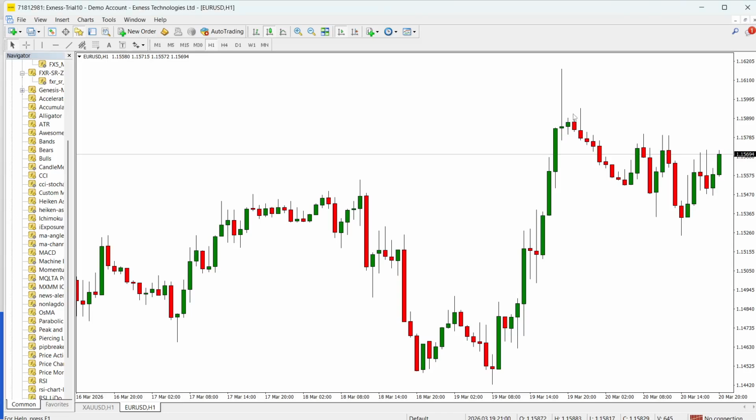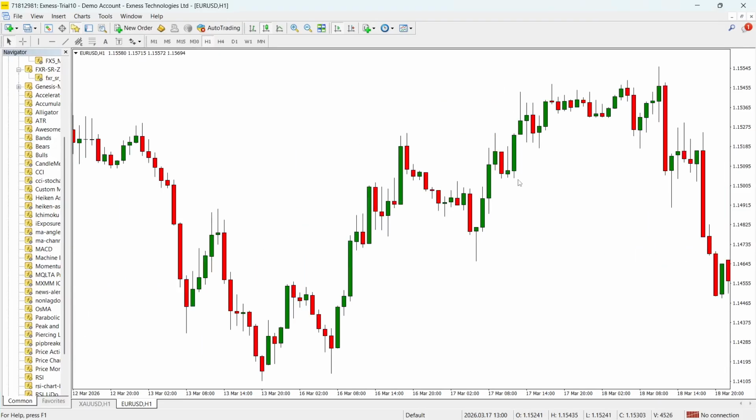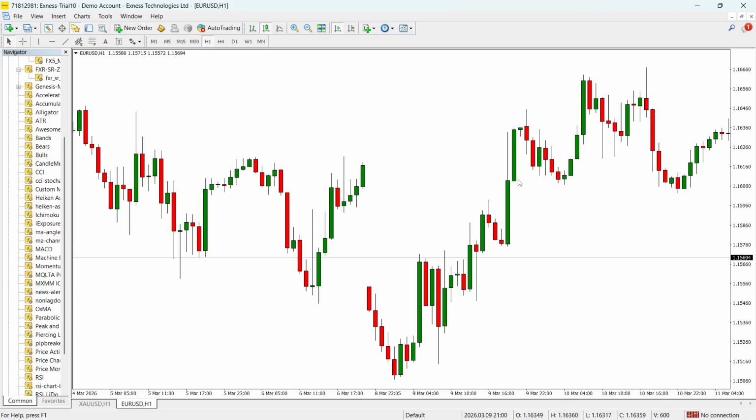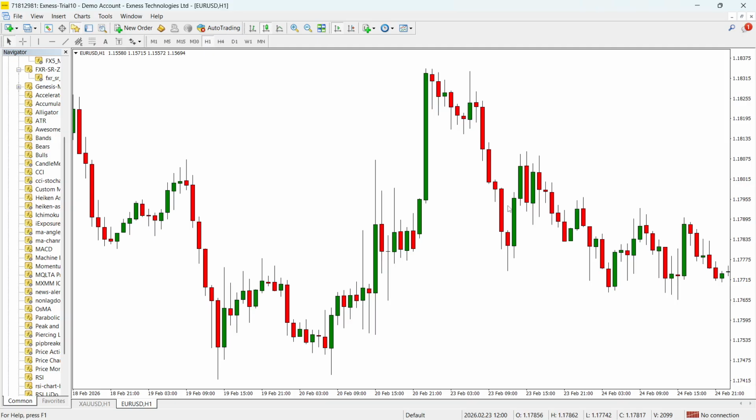Hello traders. In today's video, we are going to be talking about the FXR SR Zones Indicator on MT4. This support and resistance tool automatically detects and shades important price zones on your charts, so you can clearly see where the market has reacted in the past and may react again.